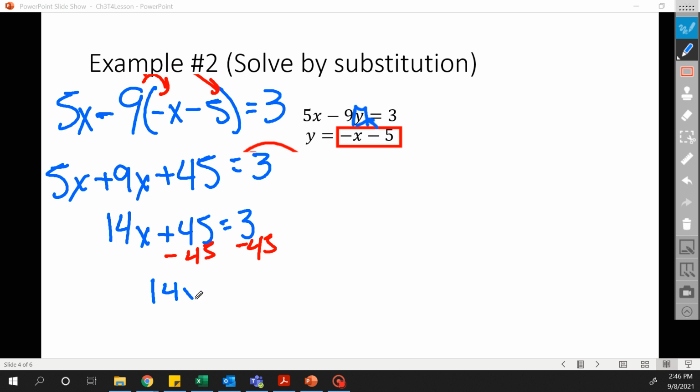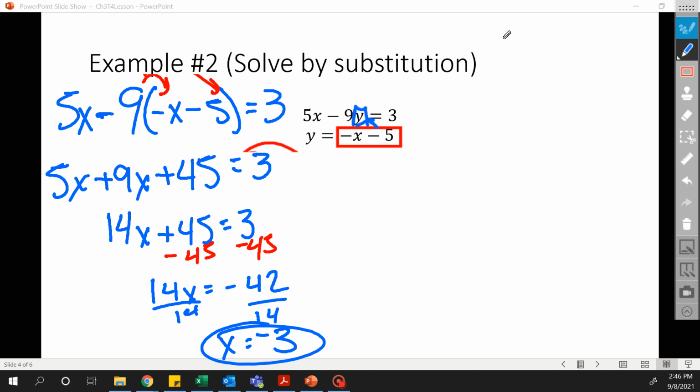And I get 14x is equal to negative 42. Divide by 14. So negative 42 divided by 14 is negative 3. So the x-coordinate in my solution is negative 3.